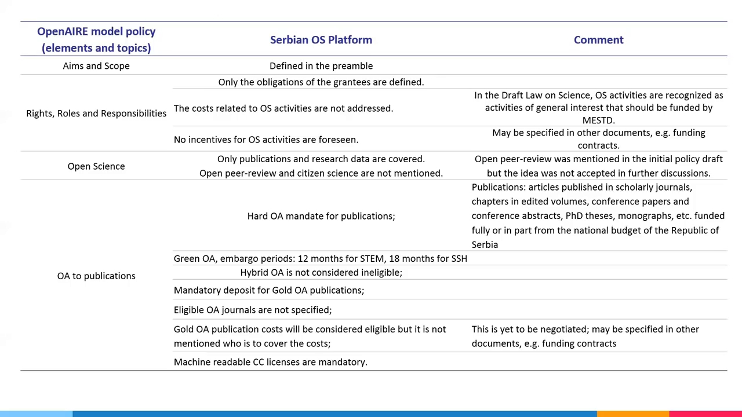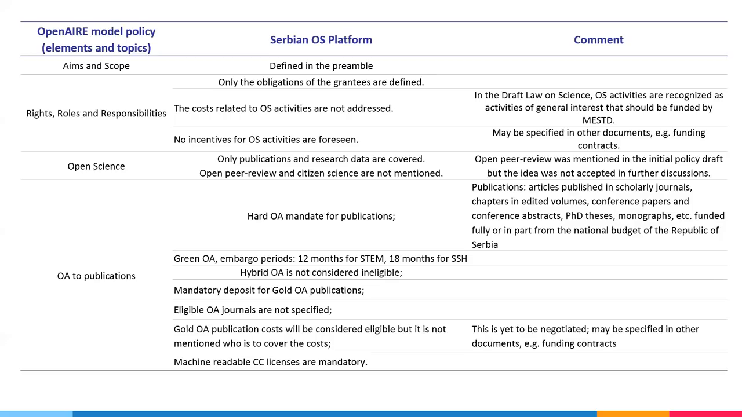So this is a table, and I tried to make it as straightforward as possible, so I think it's self-explaining. In the left column, we have the topics from the OpenAIRE model policy toolkit. In the middle column, we have the topics discussed in the Serbian Open Science Platform, and in the right column, we have comments explaining why something was defined the way it was defined and what we expect to be defined in other documents. So basically, at the moment when the policy was devised, we couldn't define, for example, the issue of cost related to open science activities. But now this issue is defined in the draft law on science, where costs for open science activities are recognized as eligible costs and will be covered by the national funder.